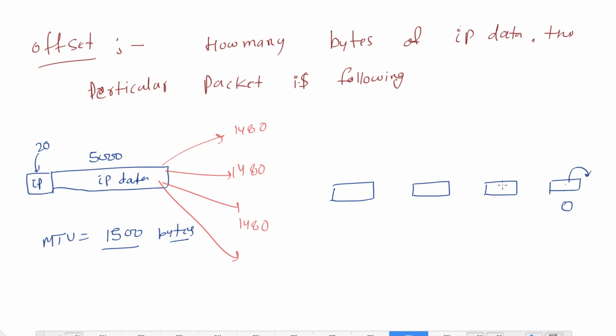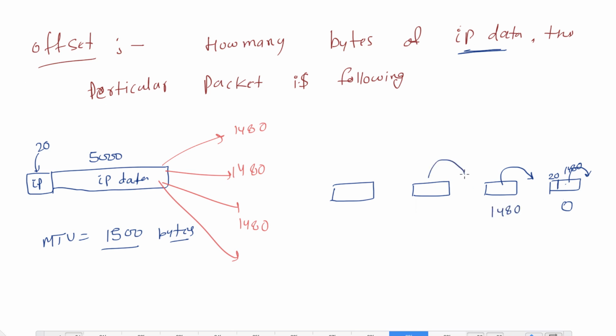And how many bytes is the next one following? Only data bytes, IP data, excluding the header. It is following 480, because we have 20 bytes of IP header and 480 bytes of data. So it is following 480 data bytes, and that's why the offset is 480 here. Why? Because it is following 480 bytes.